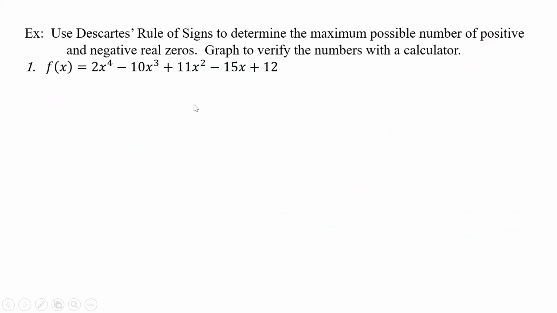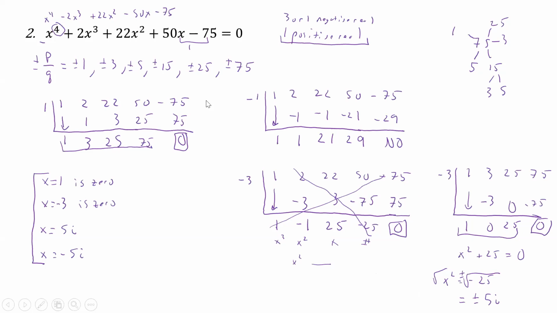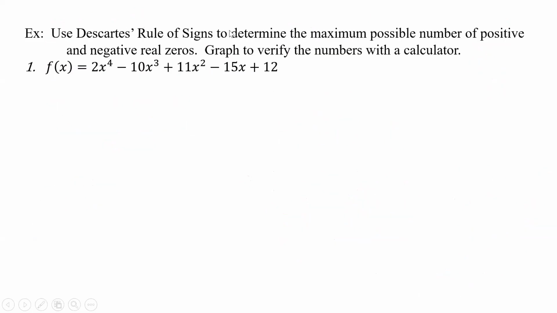Okay, so this one is using Descartes' Rule of Signs, but we've been kind of doing that already. We've been seeing 3 or 1 negatives, 1 positive, and that really just helps us reduce our workload. All it's asking for here is to find the maximum number of positives and negatives. It doesn't actually tell us to solve for the zeros.